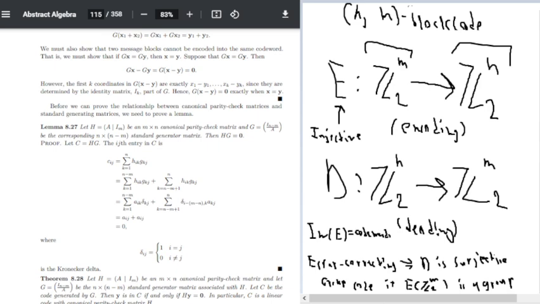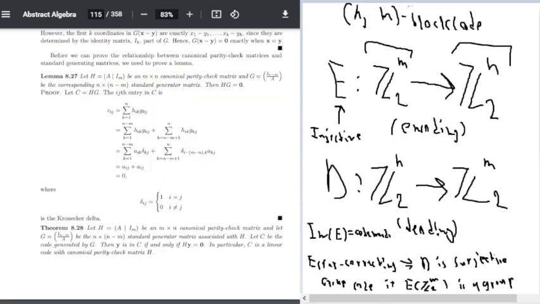Before we can prove the relationship between canonical parity check matrices and standard generator matrices, we need to prove a lemma. Lemma 8.27. Let H = [A | Im] be an m × n canonical parity check matrix, and G = [I(n-m) over A] be the corresponding n × (n-m) standard generator matrix. Then HG is equal to 0. In a sense, this is also saying that every output of G is in the kernel of H.